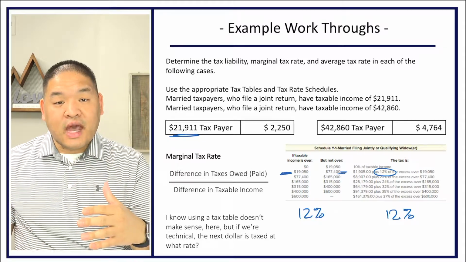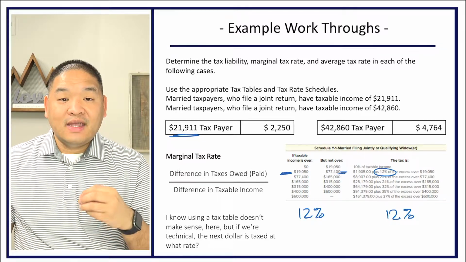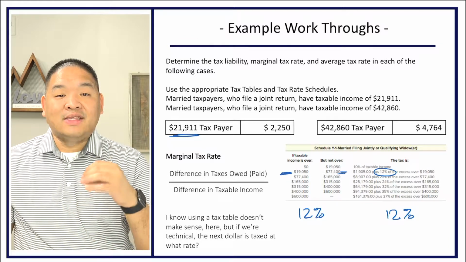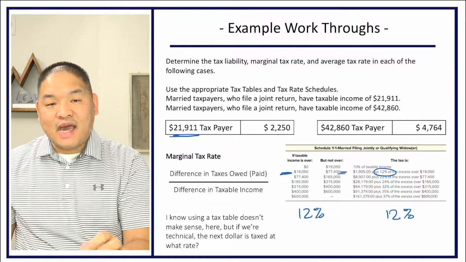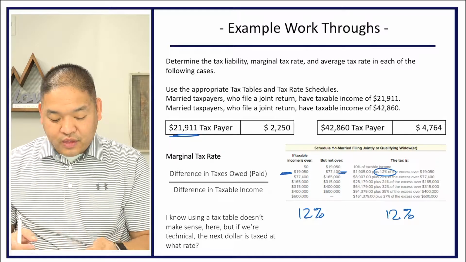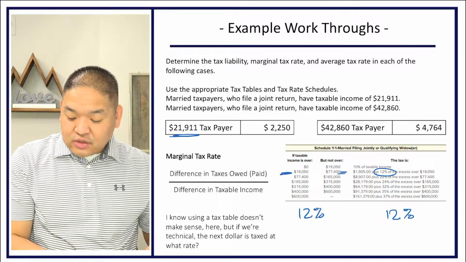What does marginal tax rate mean? Marginal tax rate is the rate at which their additional dollar would be taxed. So if they made one more dollar, they would be taxed at 12%. Both of them would be. All right, now let's go to the last one here.